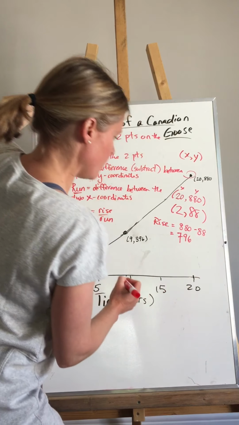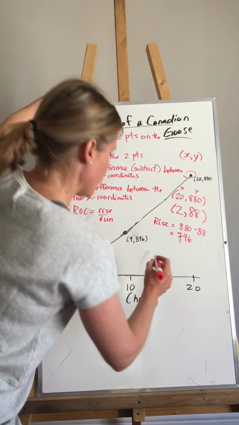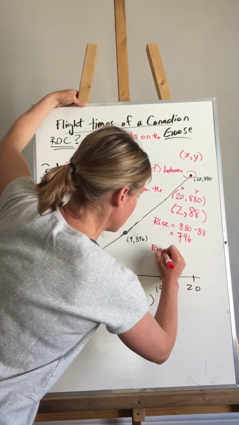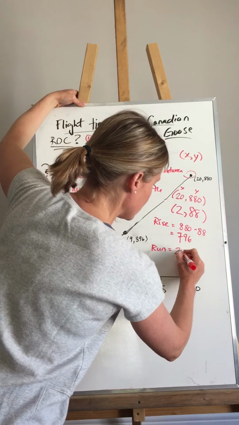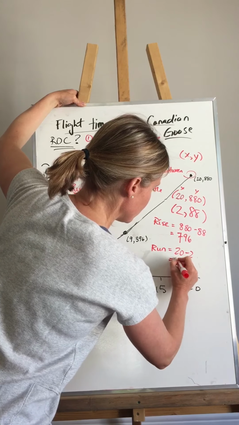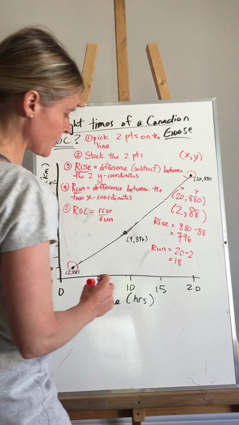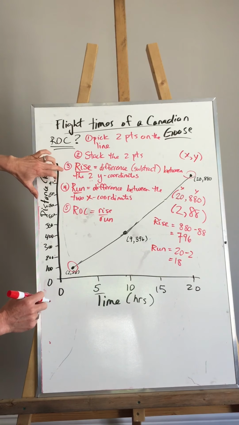796, I believe. Okay, and then my run is going to be equal to the difference in my x coordinate, so 20 minus 2, which is 18. Okay, so now I've done steps 3 and 4.